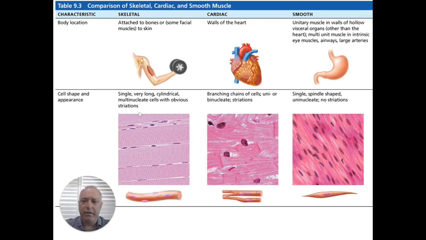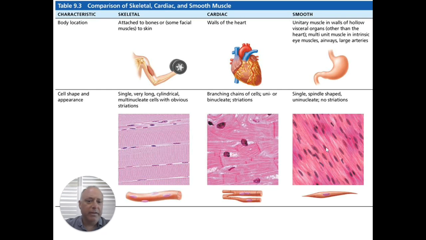Here is some histology showing skeletal muscle. You see the striations of skeletal muscle, and then you see striations of cardiac as well. So the skeletal muscles are very long cylindrical cells. The cardiac muscle, they're branched, and then they're connected by these intercalated discs, which allow them to contract as one.